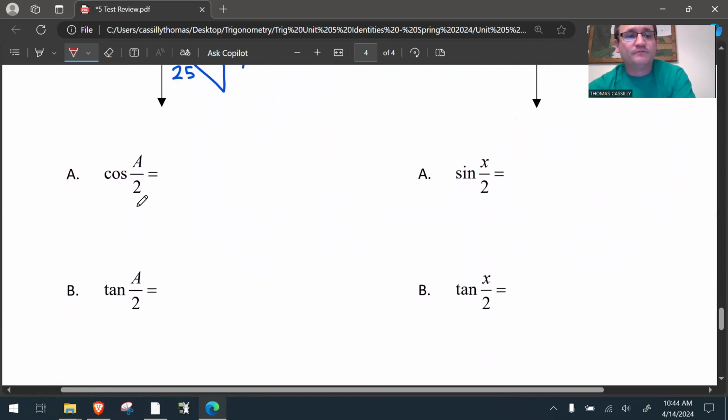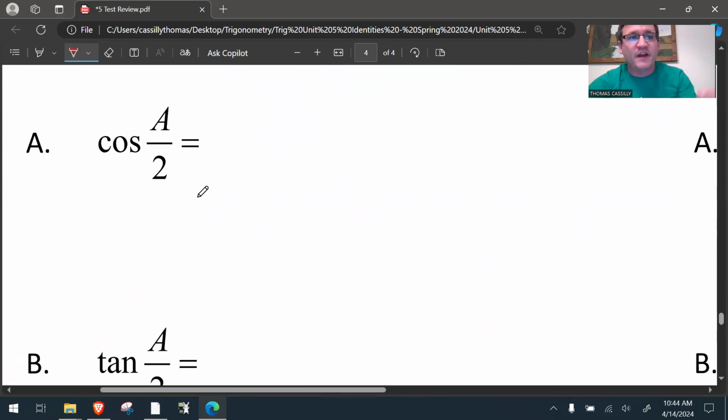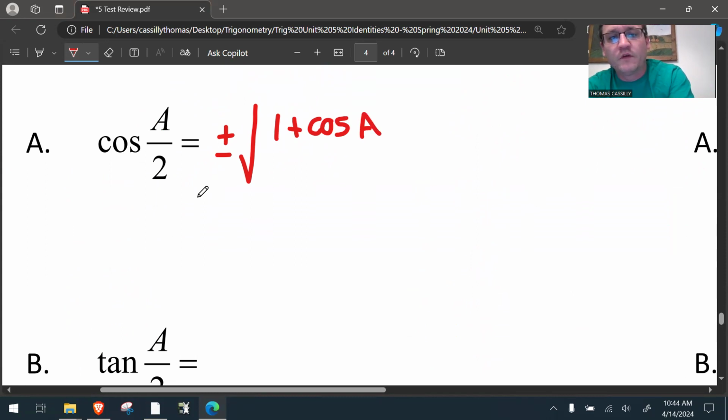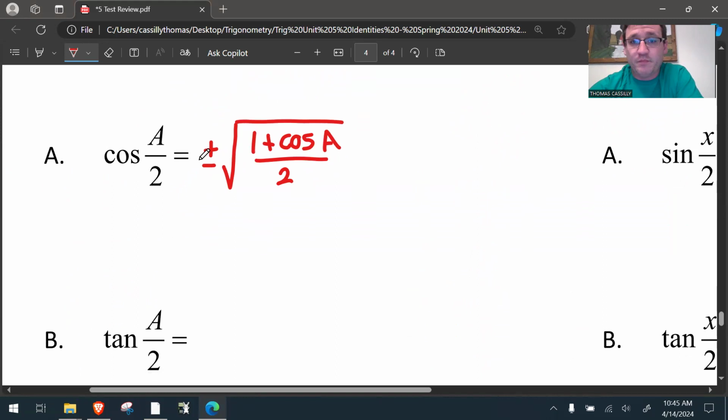All right, so the cosine of A over 2, this identity here, is plus or minus the square root of 1 plus cosine of A, all over 2. All right, so the big thing on this section here is that plus or minus thing.